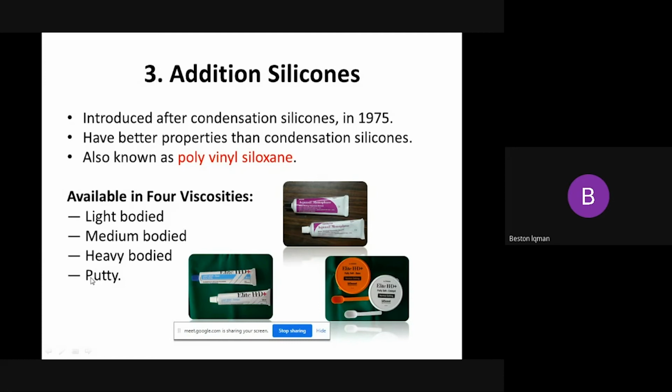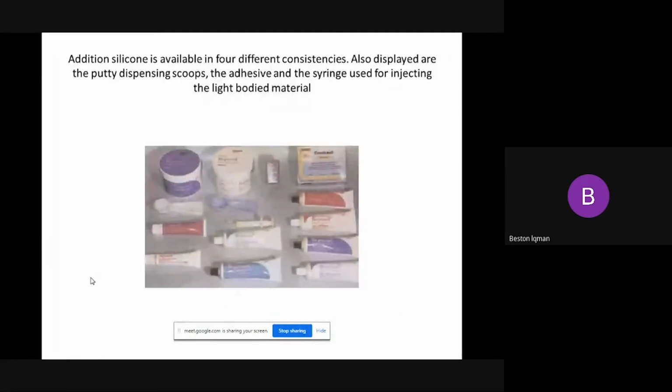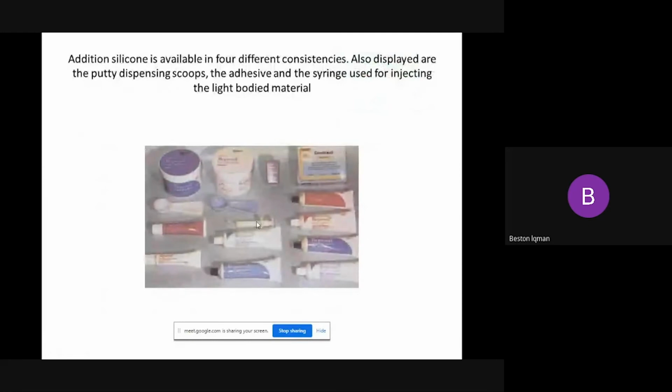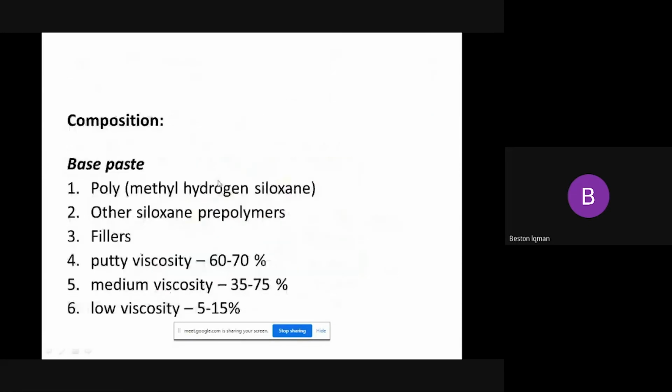Thank you, Doctor. This is the syringe for the light body. Also, like C-silicone, it is supplied either in two tubes, base and catalyst, or in putty form, in two equal plastic jars like this. The base composition: methyl hydrogen siloxane, polymers, and filler, in putty, medium, and low viscosity.